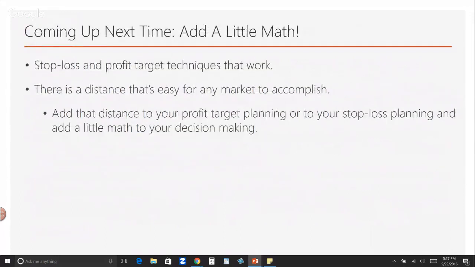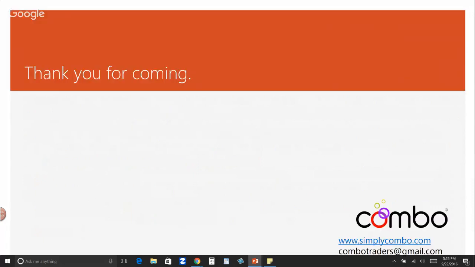So that is it for the lesson on the reverse trigger finger. Coming up next time, we're going to add a little math. Stop loss and profit target techniques that work. There's a distance that is easy for any market to accomplish, and I have a mathematical way to figure that out. So I'm going to share that with you next time. Add that distance to your profit target planning or for your stop loss planning, and you add a little math to your decision making. It's pretty great when you can do that.